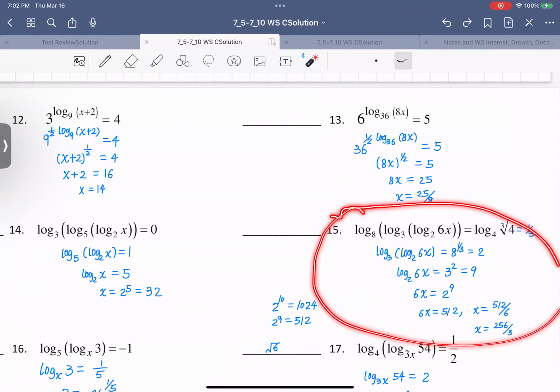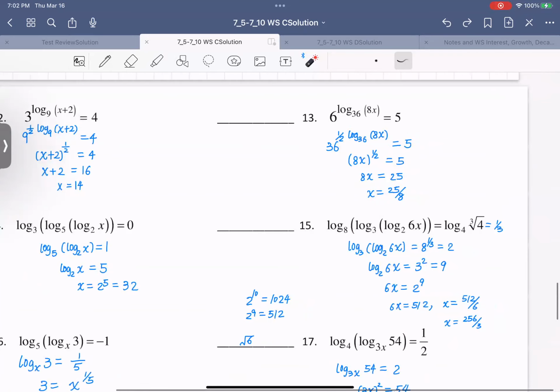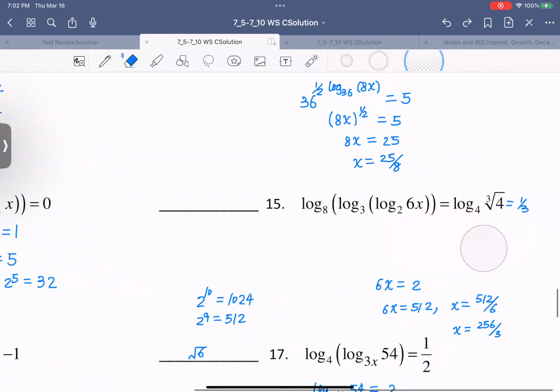Does anybody need me to walk through number 15 with you? Don't feel shy. Anybody want to go through this question with me? I will go through with you. Vanessa, can we go through this question together, please?